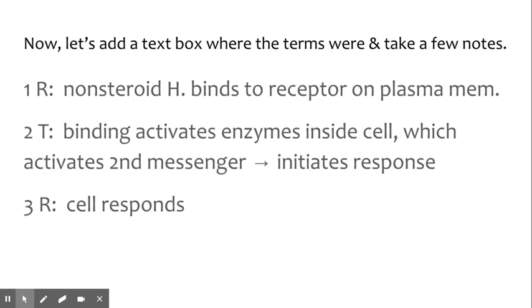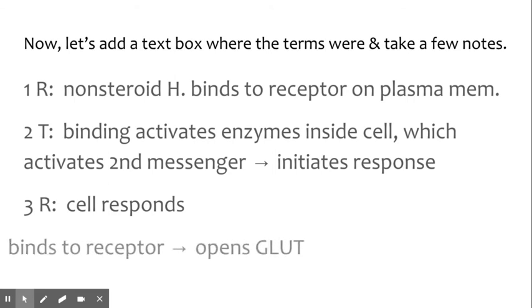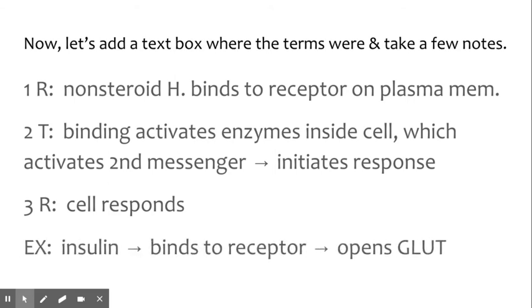I know we've been talking about general responses, but it's very broad. It depends on what cell we're talking about. There are so many examples, but let me give you one specific example to tuck in the back of your head. Insulin. Insulin is a hormone that's produced in the pancreas. It travels through the bloodstream to other tissues in your body. When the insulin binds to the receptor protein on the plasma membrane, that's going to cause the glucose transport protein to open, allowing glucose to flow into the cells to be used in cellular respiration.